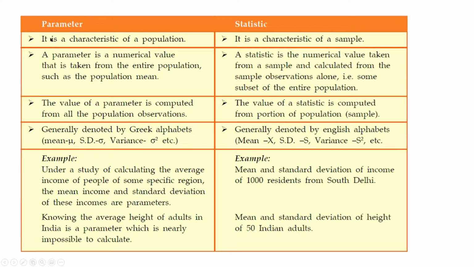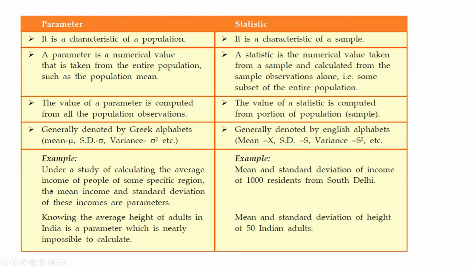And then coming to the notations. Population parameters are denoted by Greek alphabets. The mean is denoted by mu, standard deviation by sigma, and variance by sigma square. Statistics are usually denoted using English alphabets. The mean is denoted by x bar, standard deviation by s, and variance by s square. So this is an example.